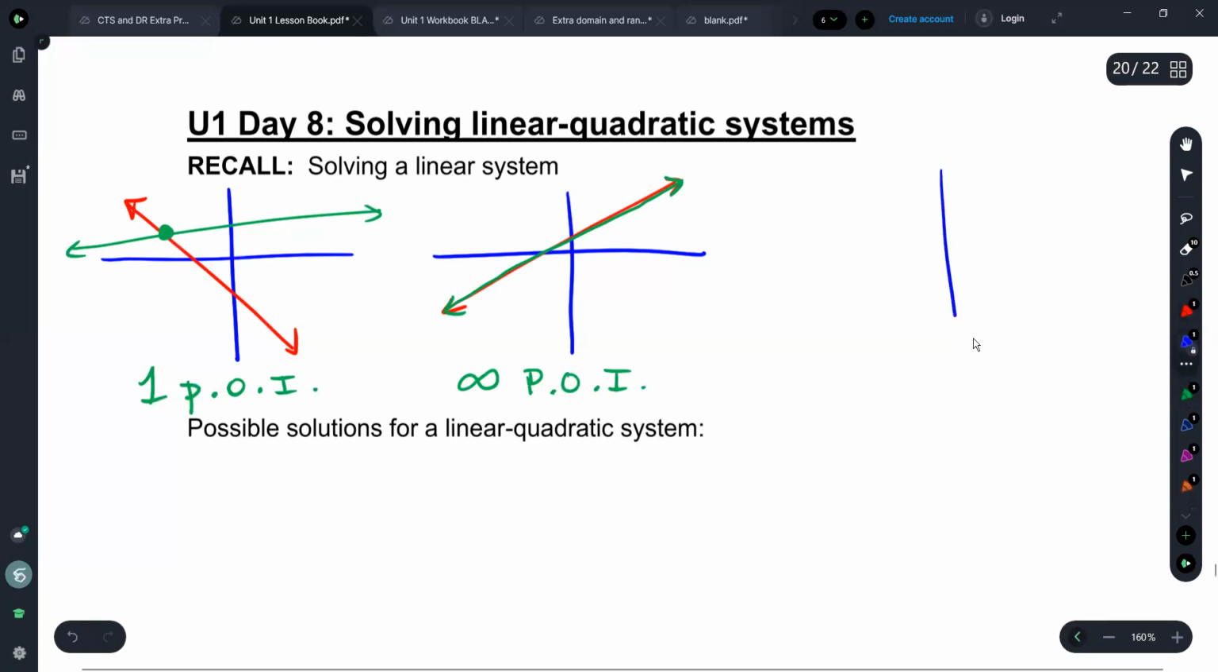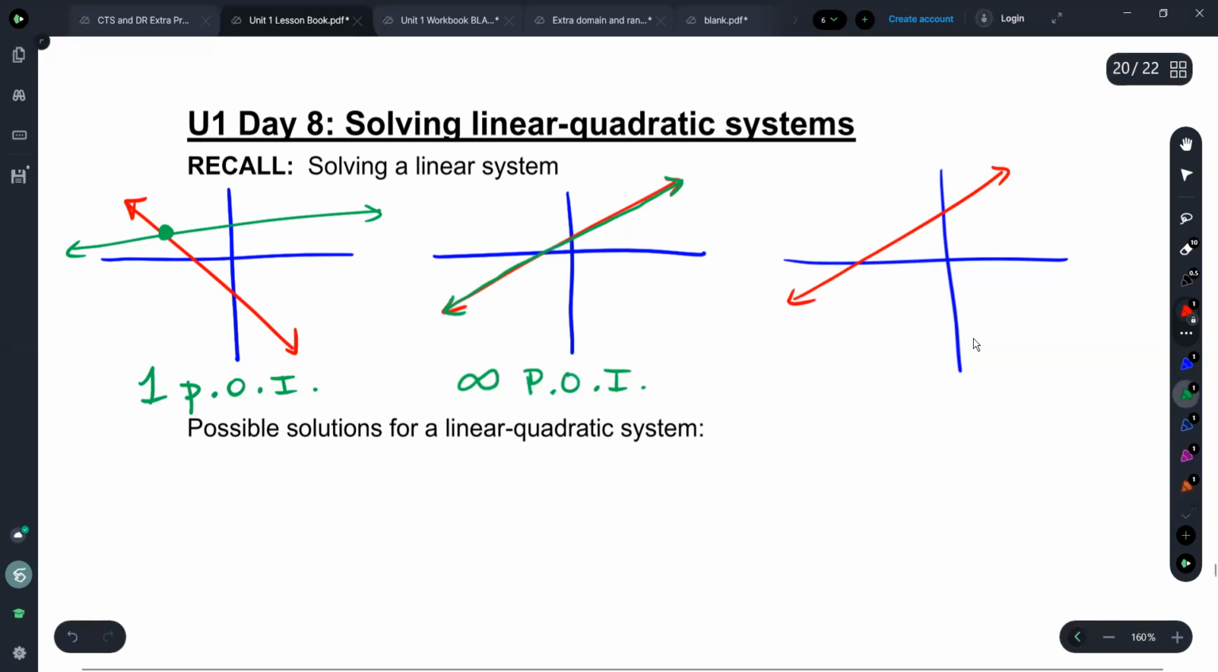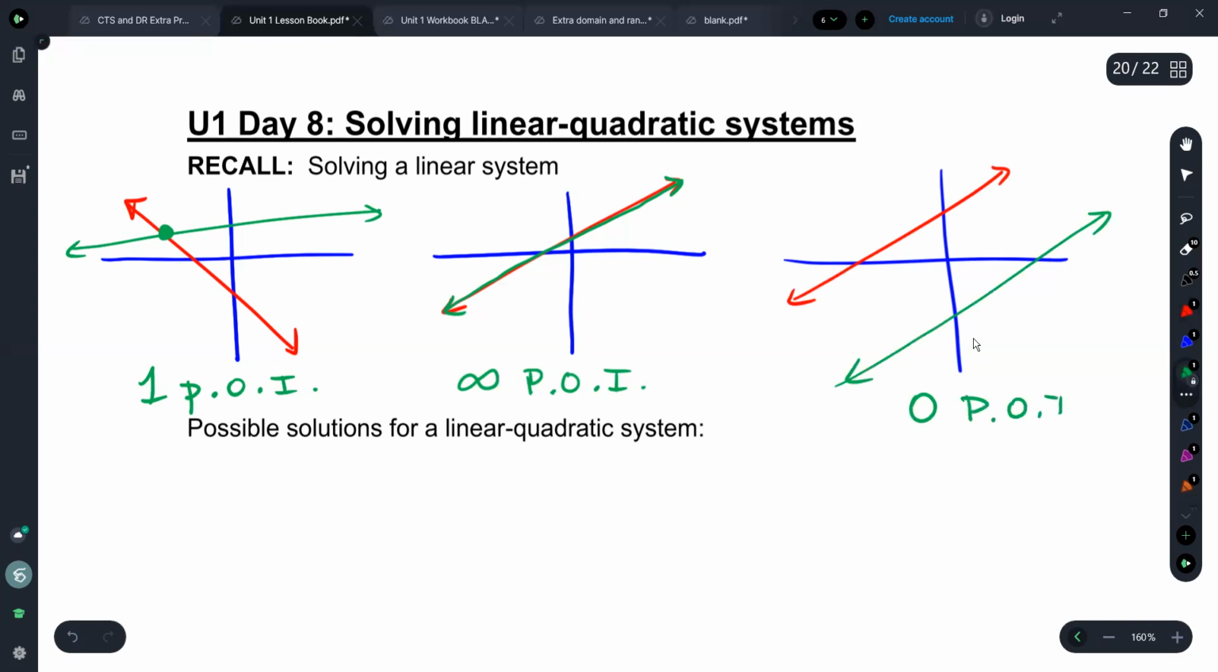Okay, there's one more scenario. See if we can think about it. Ella? And what scenario would that be? Okay, we have 2 parallel lines, and if they're parallel, that means they have the same slope and they will never cross. So 0 points of intersection, parallel.